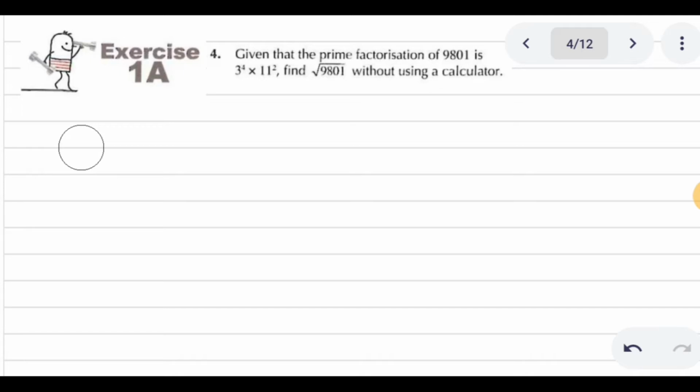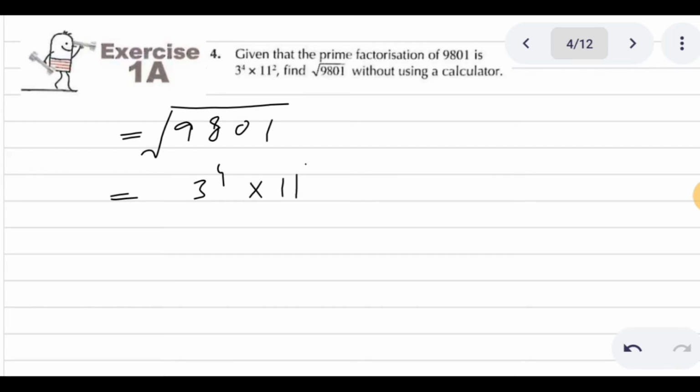So first of all, we will write this question as the square root of 9801, and then its prime factors are 3 to the power 4 and 11 to the power 2. Now we know that the power of a square root is 1 over 2. So we will multiply it with 1 over 2.